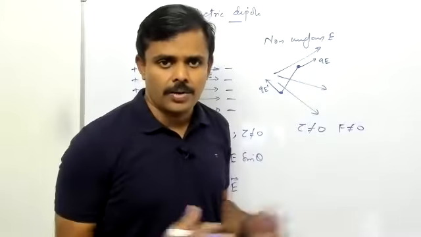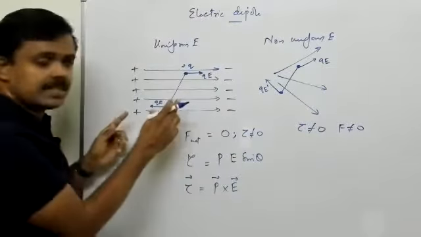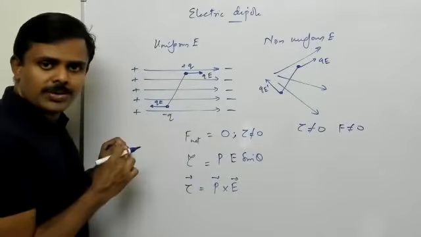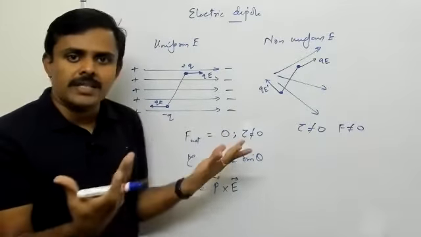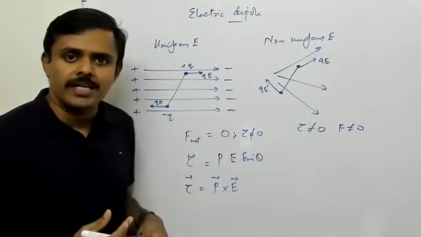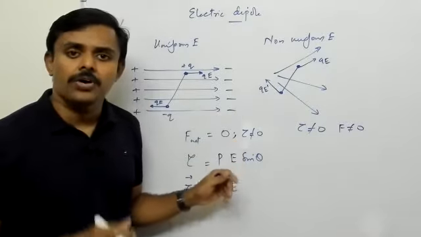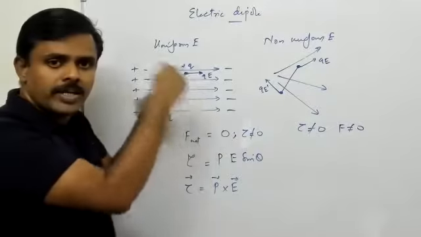Will they cancel? No. Here the forces cancel because the force to the right was QE, the force to the left was QE. Being equal, they could cancel each other. QE and QE are cancelling each other. So the net force is equal to 0. But even then torque is there. The dipole will rotate, only rotation.